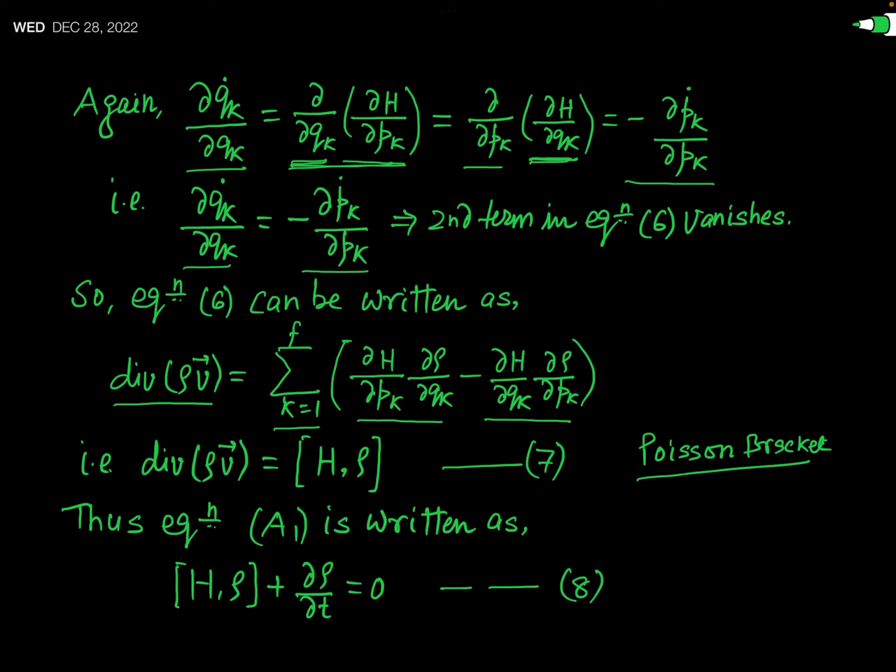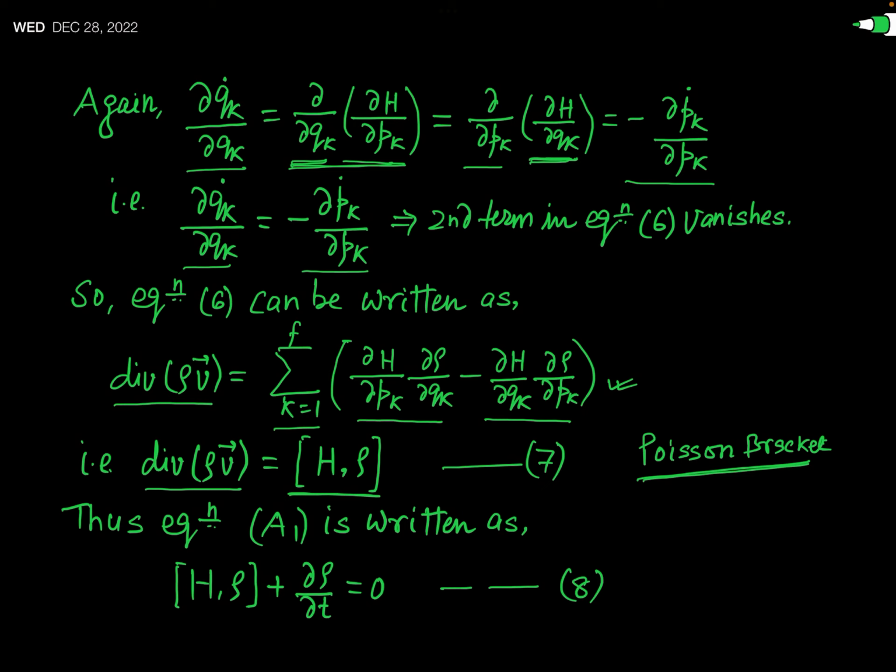Here the two dynamical variables are H and ρ, and so from the definition of the Poisson bracket we can say that the RHS of this equation is simply equal to the Poisson bracket of the Hamiltonian H and the density distribution function ρ. So finally we get that divergence of ρv is equal to the Poisson bracket of H and ρ, where H is the Hamiltonian and ρ is the distribution function.